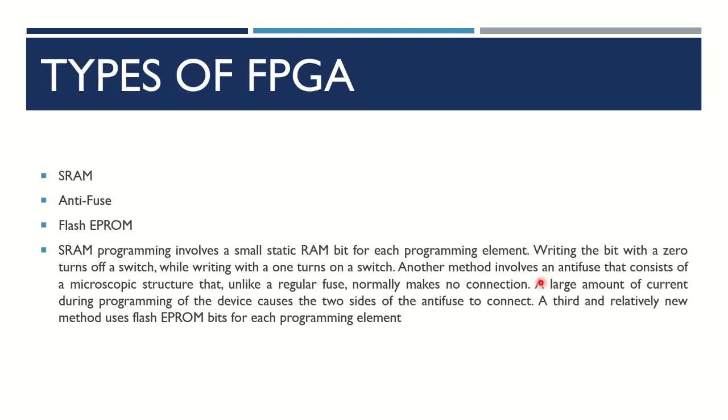Here we have the types of FPGA. The first one is SRAM, the second one is antifuse, and the third one is flash EEPROM. SRAM programming involves a small static RAM bit for each programming element. Writing the bit with a 0 turns off a switch, while writing with a 1 turns on the switch. The antifuse method involves a microscopic structure that, unlike a regular fuse, normally makes no connection. A large amount of current during programming of the device causes the two sets of the antifuse to connect. A third and relatively new method uses flash EEPROM bits for each programming element.